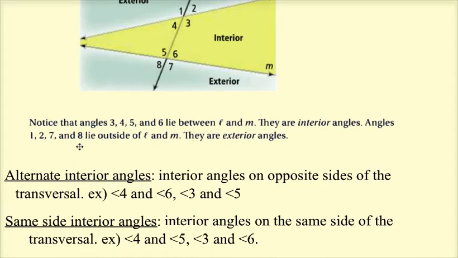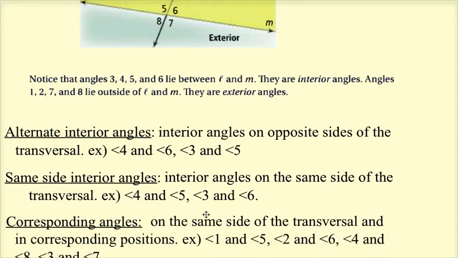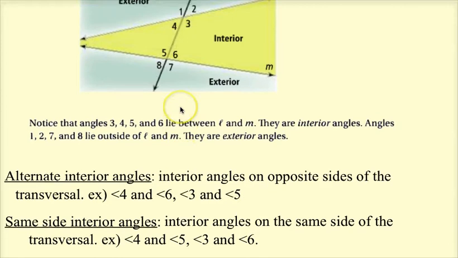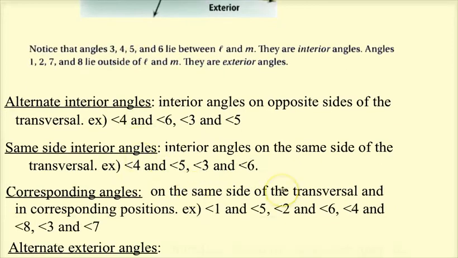Another kind of angle that we have is called corresponding angles. Corresponding angles are on the same side of the transversal and they're in corresponding positions, meaning they're in the same spot. An example is 1 and 5. Look back up at our picture: they're both above the line and they're both to the left of the transversal, so they're in the same spot. 2 and 6 are both above the line. 2 is above line L, 6 is above line M, and they're both to the right of the transversal. 4 and 8, and 3 and 7, are also corresponding angles. They're on the same side of the transversal and in corresponding positions.